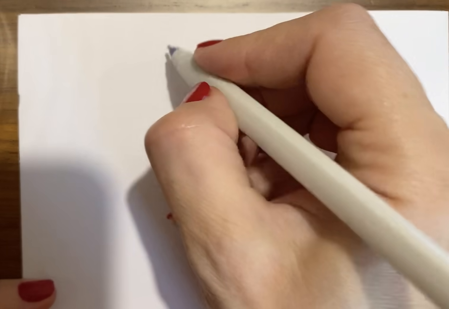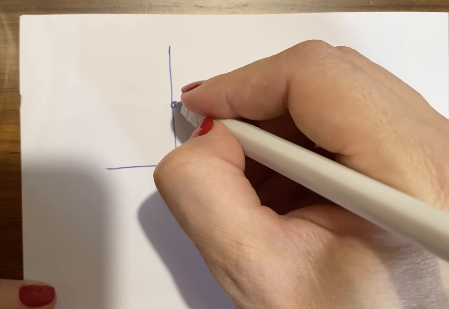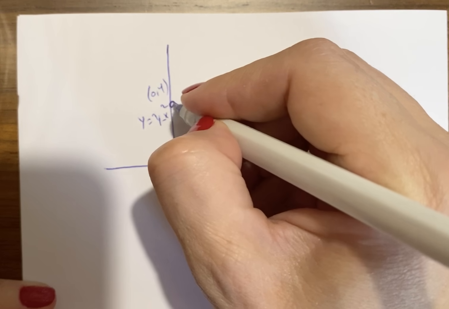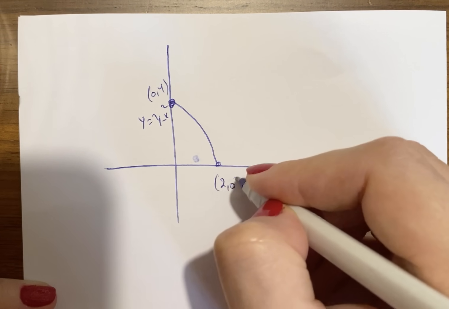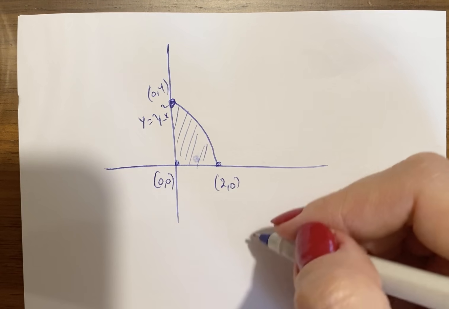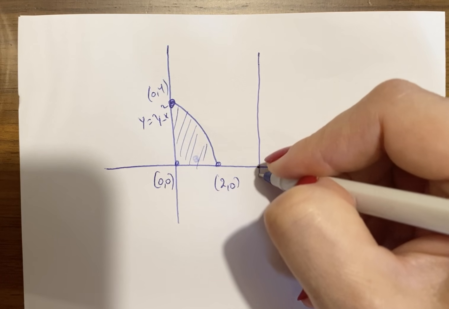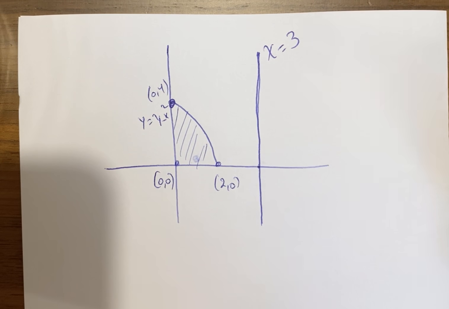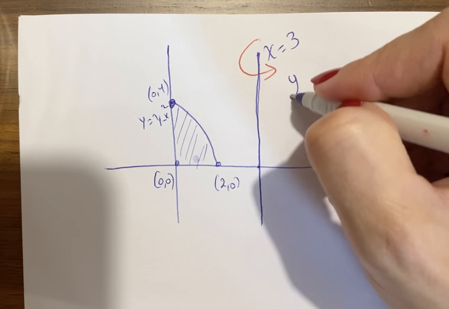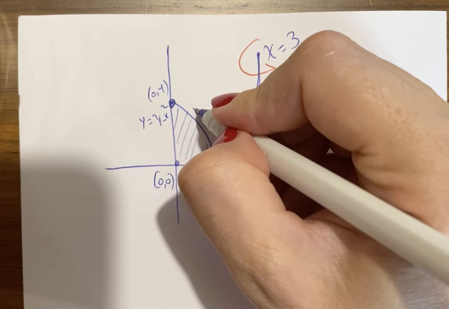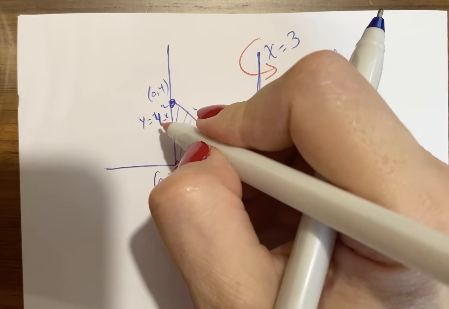The same problem. I want to rotate this region now around the line x equals 3. X equals 3, it's a vertical line. Vertical lines behave like which lines? Behave like the y-axis. Oh, I read y-axis. So it's dy. The function y equals 4 minus x squared is no longer good.